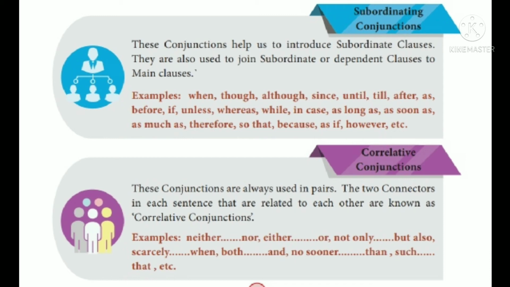Then see the examples. It's very easy for you to remember. Neither nor, either or, not only but also. Next one is scarcely when, both and, no sooner than, such that, etc. If you see the examples, all these conjunctions come in pairs. For example, neither nor, either or, not only but also. So they are called correlative. They express what? Related to each other, and they are known as correlative conjunctions.